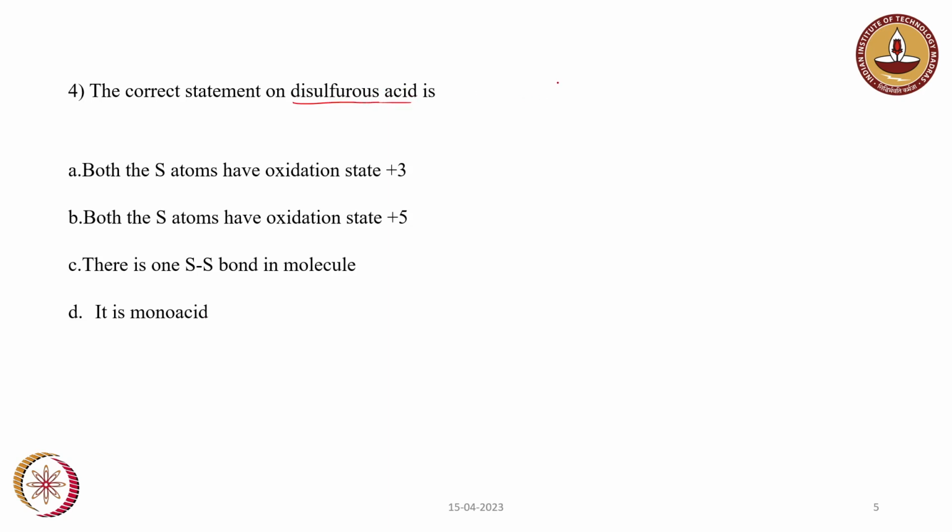So the molecular formula for disulfurous acid is H2S2O5, and the structure is S double bond O, OH, double bond O, S double bond O, OH. This is the structure for disulfurous acid H2S2O5.